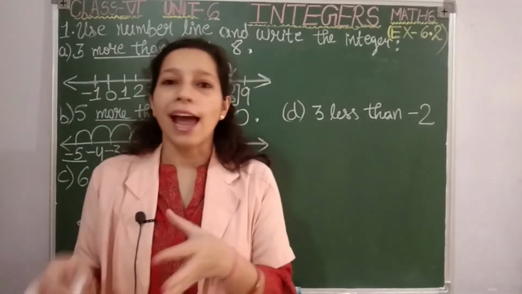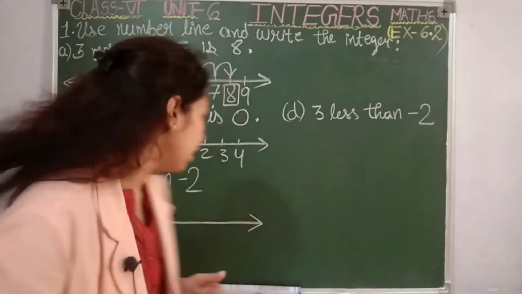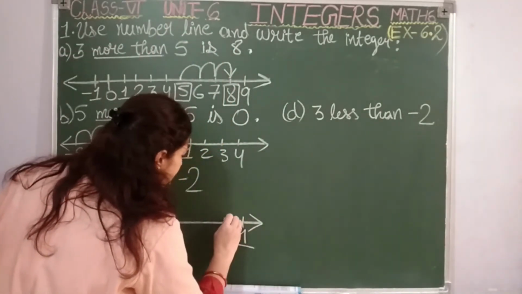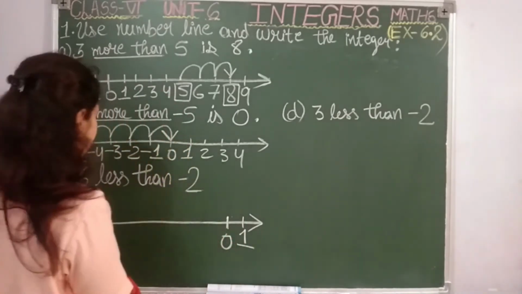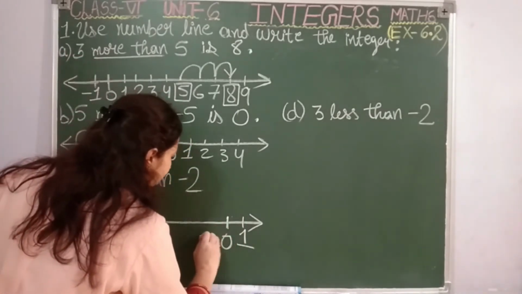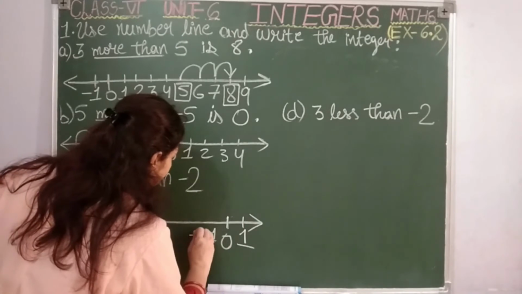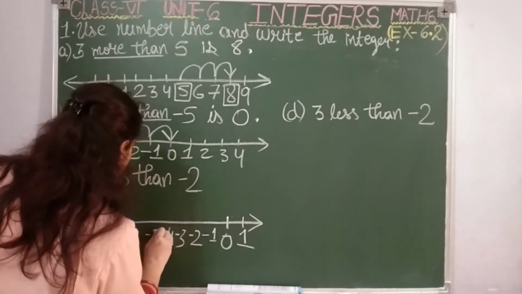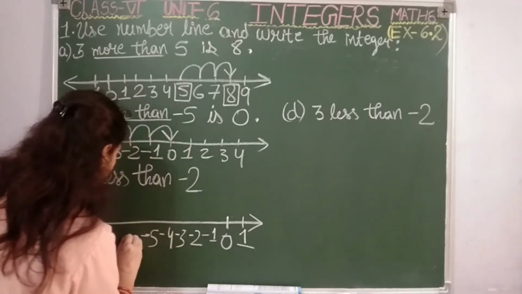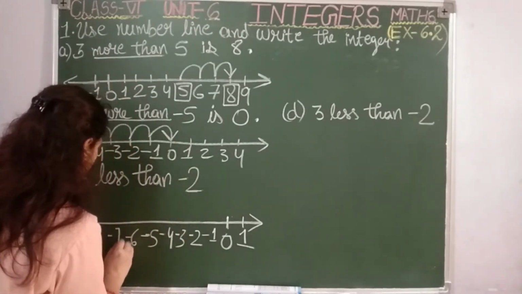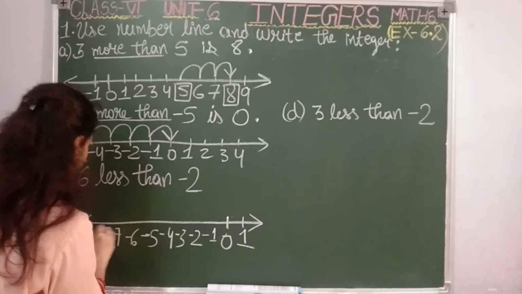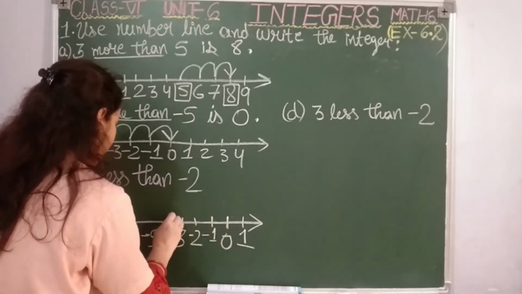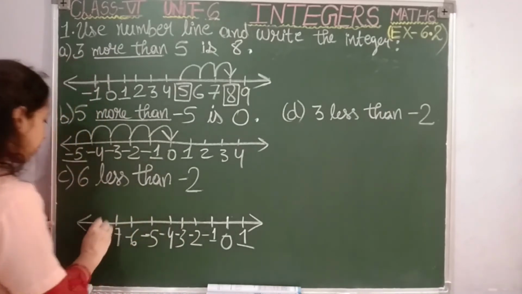How many steps? 6 steps. That means here we are going to work with negative integers. So only a few integers I will take for positives. This much is sufficient, 0 and 1. Then for the negative side I am going to write minus 1, minus 2, minus 3, minus 4. Like this, continue. Minus 5, minus 6, minus 7, minus 8. So these many integers I have marked on the number line.